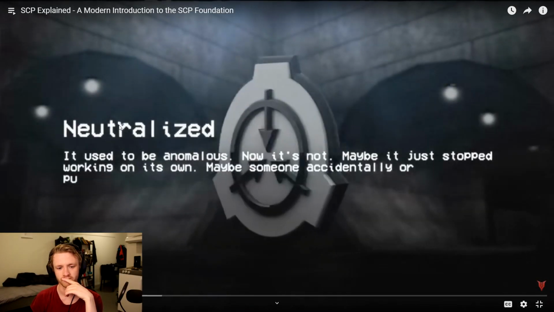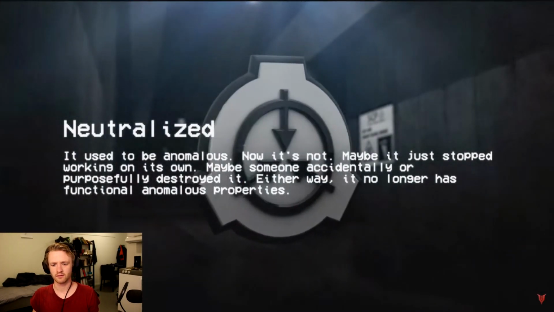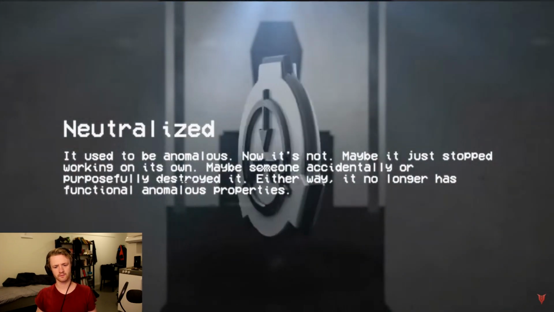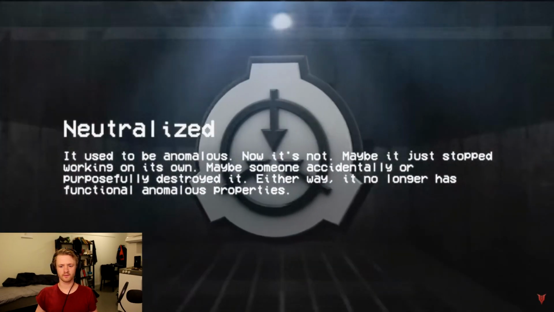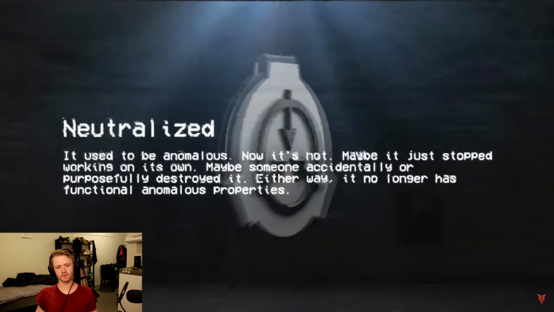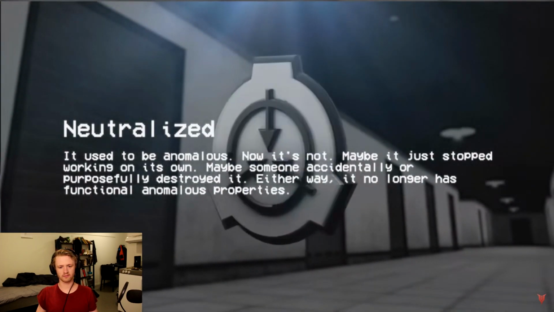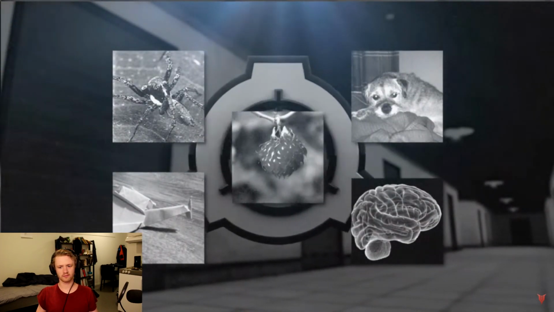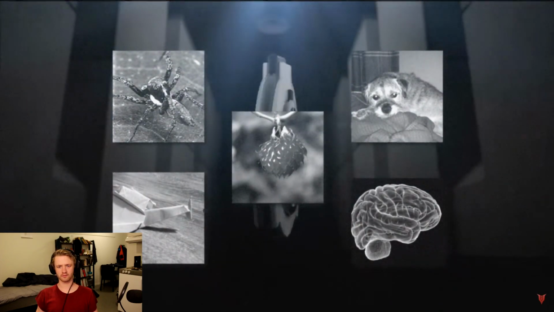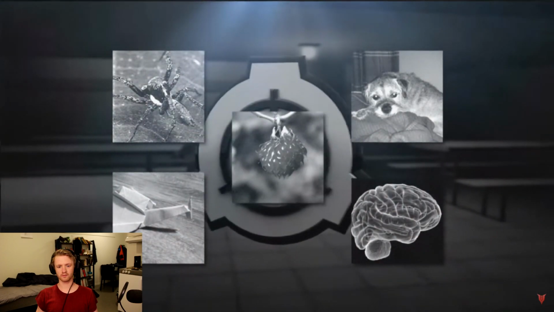And finally, neutralized. It used to be anomalous, now it's not. Maybe it just stopped working on its own. Maybe someone accidentally or purposefully destroyed it. Either way, it no longer has functional anomalous properties. Some notable examples of neutralized class SCPs are SCP-1470, SCP-2682, SCP-3519, SCP-1762, and SCP-2420.